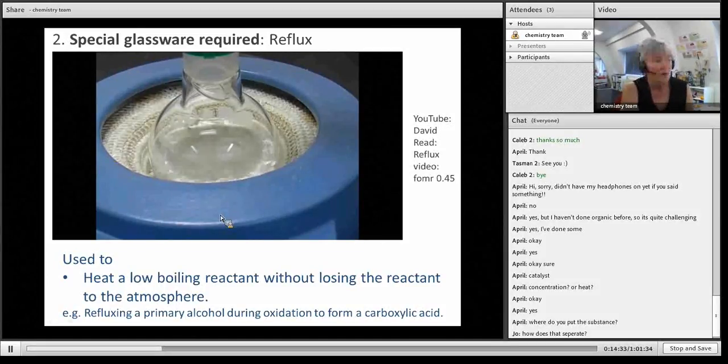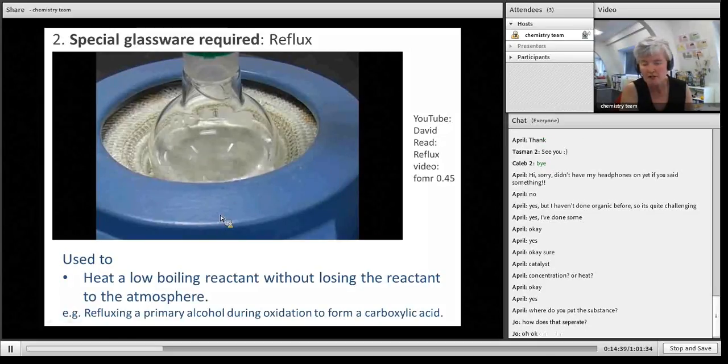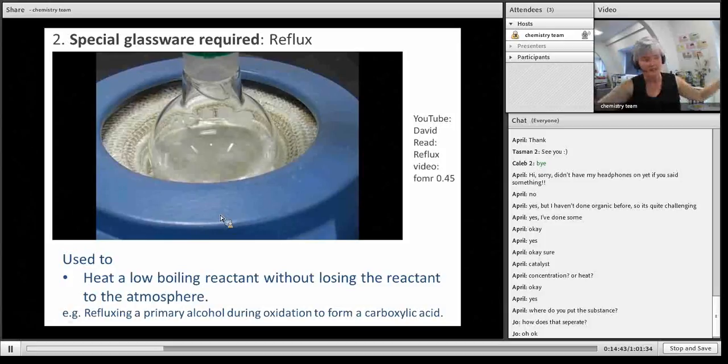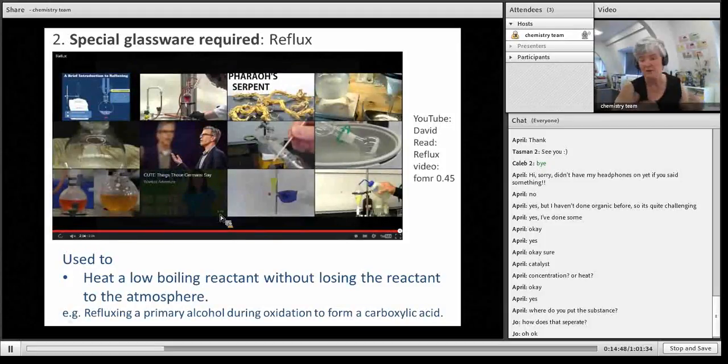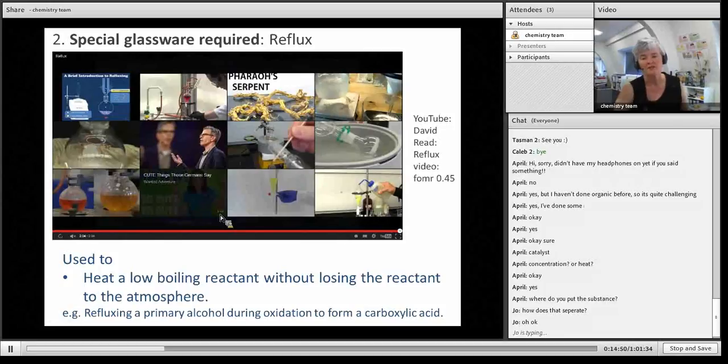So how does that separate? You don't separate. So this is just to make the reaction happen. You're not separating anything off. You're just making sure that your substance doesn't disappear into the air and leave you with nothing, because it's all gone. So it's just, as I say, organic reactions are slow, so you've got to heat and you've got to wait, and organic reactions can take days even with heating.